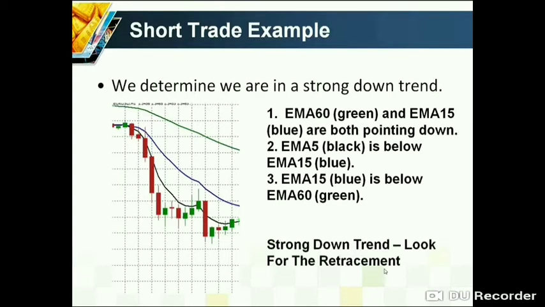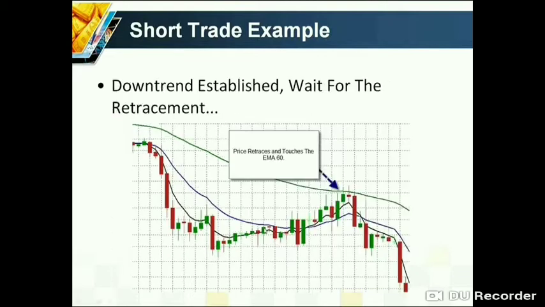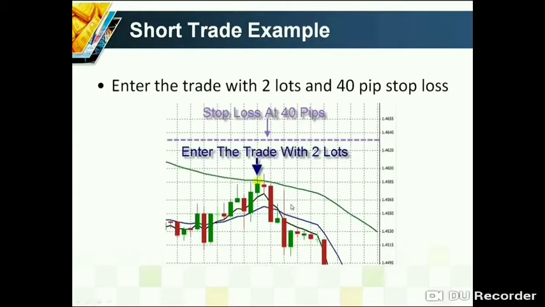We look for the retracement. And when the retracement occurs, that's our indication to enter the trade. So we've established that we are in a downtrend. We wait for the retracement, and showing that on a chart, here's the portion of the chart where we establish the downtrend. We wait for the price to retrace until it touches the EMA 60, which is the green line. And at that point, we enter the trade.